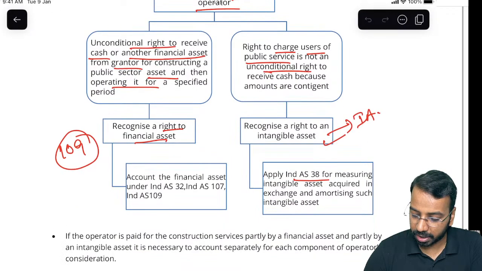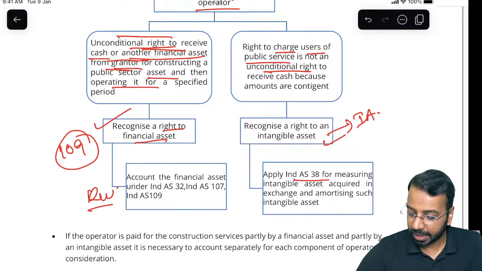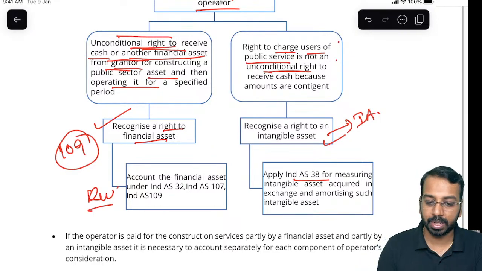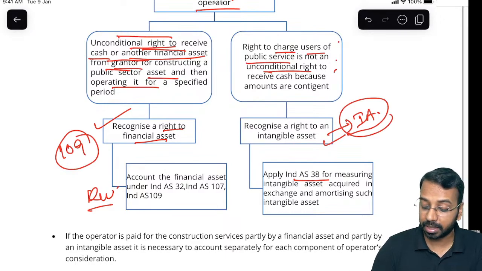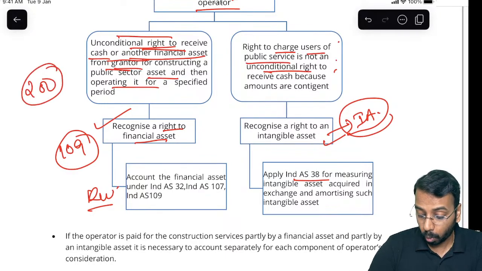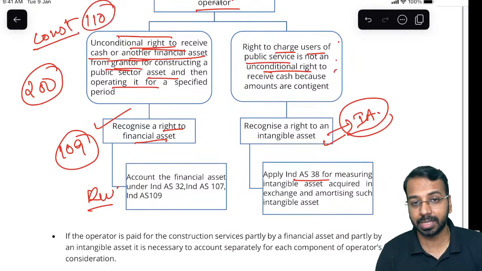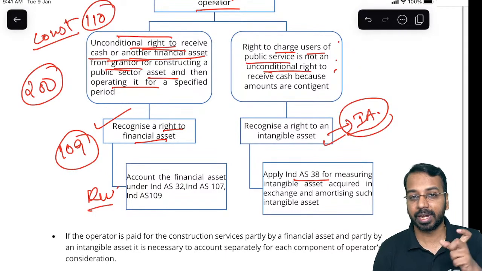Whenever there is an unconditional right to receive cash or another financial asset from the grantor for construction, you will recognize the right as a financial asset. Correspondingly, you will recognize revenue. If there is a right to charge users of the public service, then you will recognize it as an intangible asset. In the first case, there is a guarantee of 200. There is an unconditional right to receive that cash flow. Whatever construction services are completed, the fair value of 110 is recognized as revenue. Whatever the operating services, as and when they are completed, you will recognize revenue.